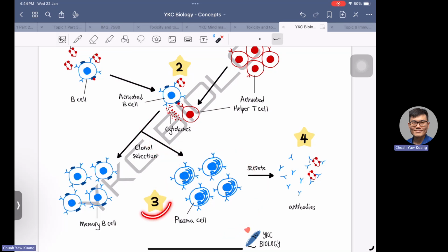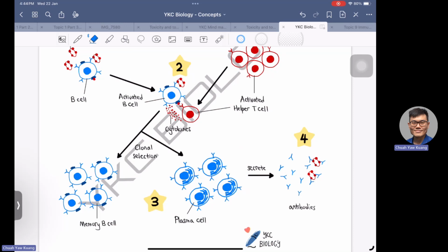Then next, we will move into step number 3, where the plasma cell will start to secrete the antibody. Then after the antibody is secreted, we will move on to step number 4. This antibody will go and bind to the antigen on this pathogen. With that, the antibody will either neutralize it or cause agglutination of this pathogen, thus leading to the elimination of this pathogen.